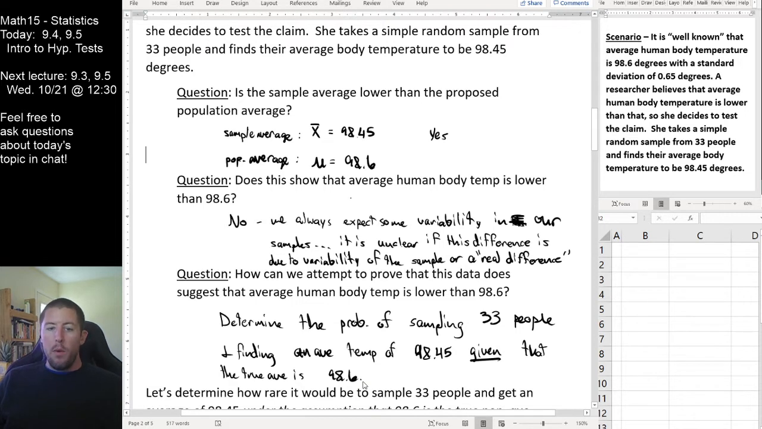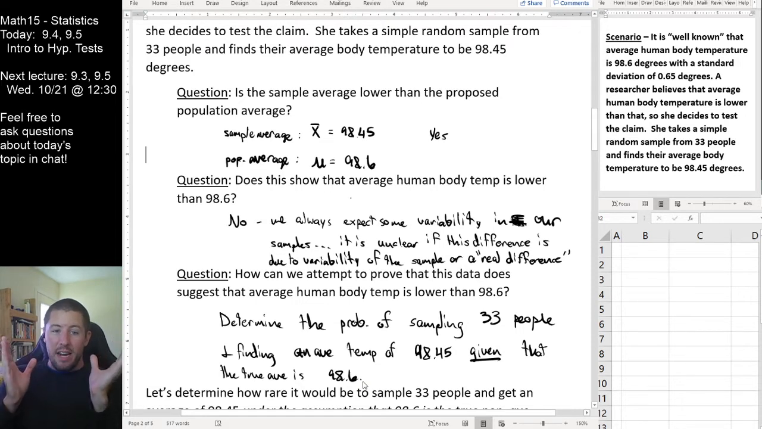On the other hand, if we assume that 98.6 degrees is the true correct temperature, what we might end up finding is that getting a sample of 33 people that has 98.45 as their average temperature is incredibly rare, like a 0.01% chance of occurring if 98.6 were correct. Then we have to say to ourselves, either we happen to get the very unlikely sample that had a 0.01% chance of occurring, or 98.6 isn't right.